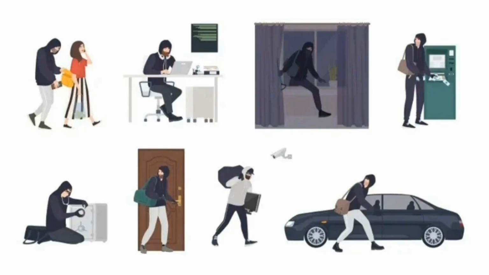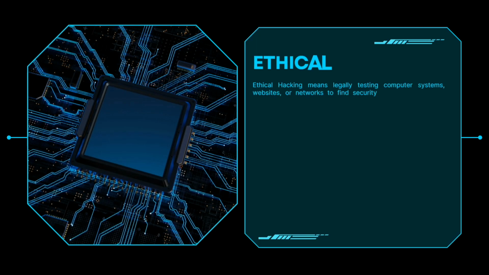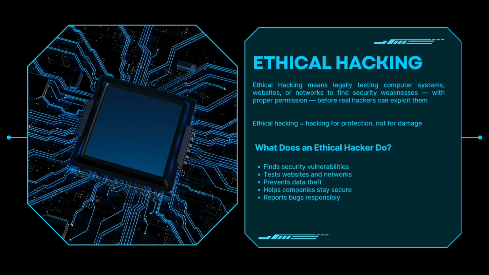An ethical hacker is like a security expert. You invite him to check your house security. He checks the door locks, windows, and back door and tells you where the security is weak. He doesn't steal anything. He only reports the problem so you can fix it. This is exactly what ethical hacking is. Finding a weakness with permission and fixing it is known as ethical hacking.